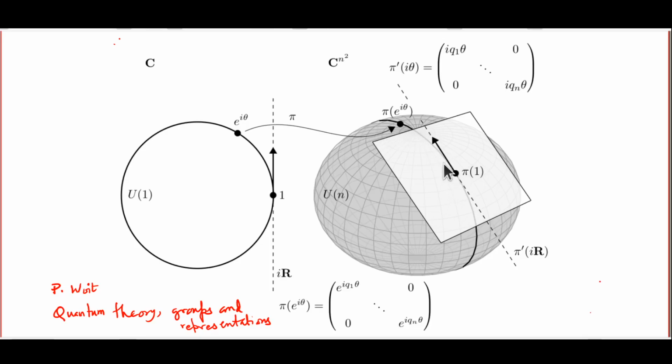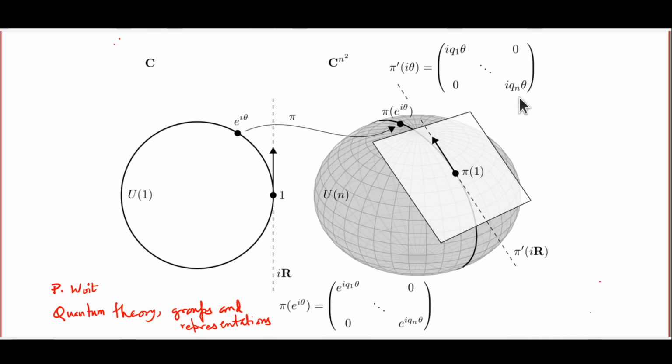The important point is the identity will map onto some point in UN, which I am denoting by pi 1, and when you move infinitesimally away from the identity, you move along the tangent to this curve. And so the tangent to this curve, of course, is going to be given by d prime of I theta, which is pi prime I theta in Voigt's notation, and that's this diagonal matrix with IQ1 theta, IQ2 theta sitting on the diagonal.